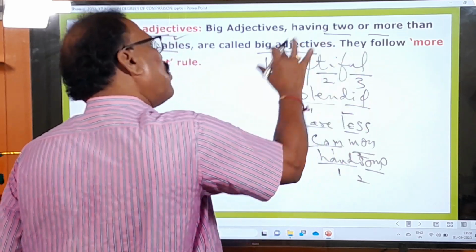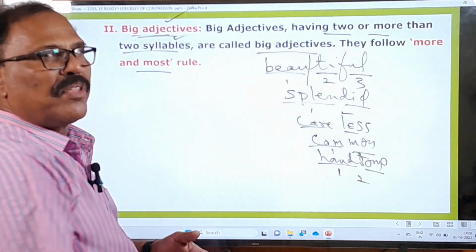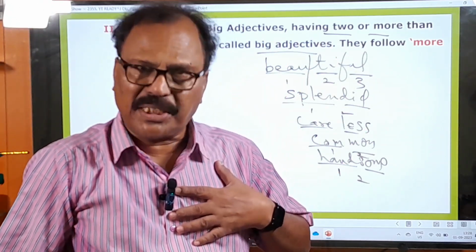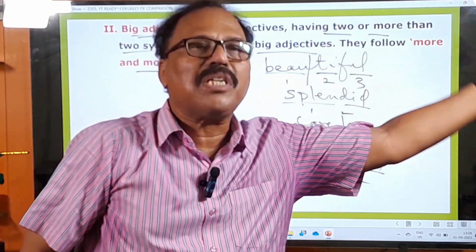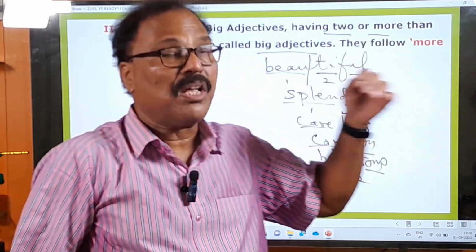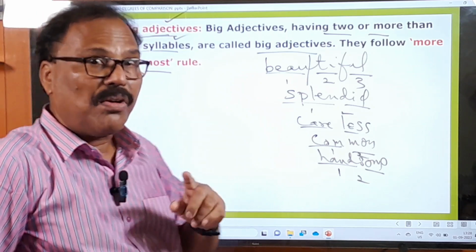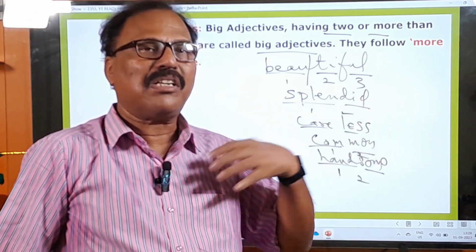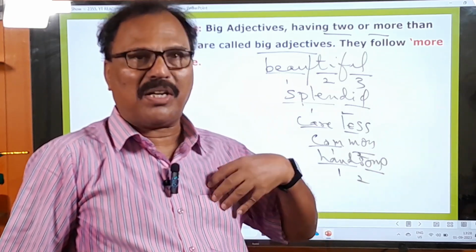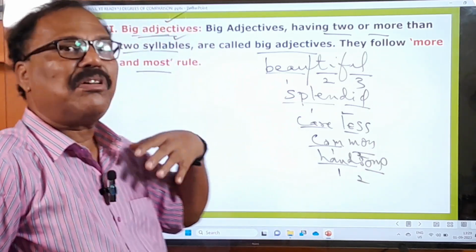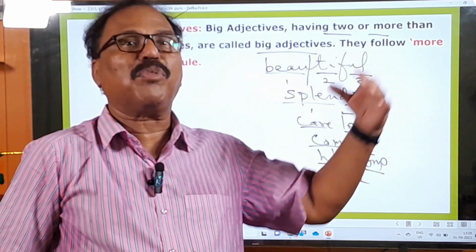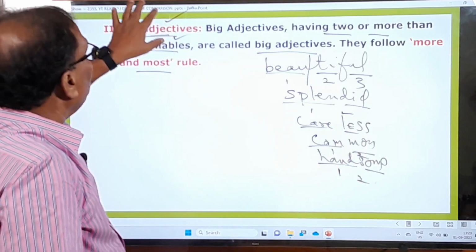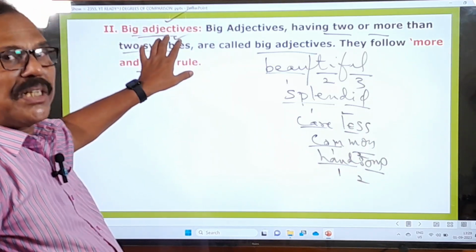So two or more are called big adjectives. Adjectives having two or more syllables are called big adjectives. You know, small adjectives means one or two syllables. Words having one or two syllables are called small adjectives. Big adjectives means words or adjectives having two or more syllables. Two is in the small adjectives, two is in the big adjectives means no.